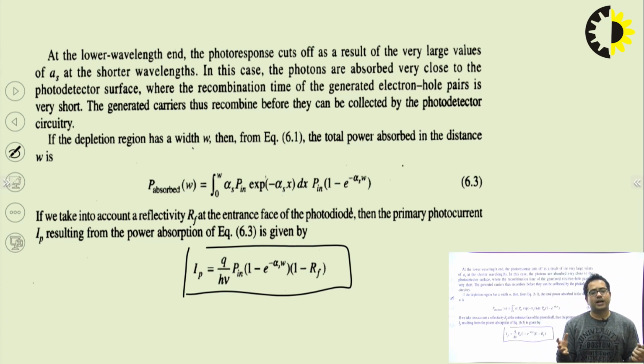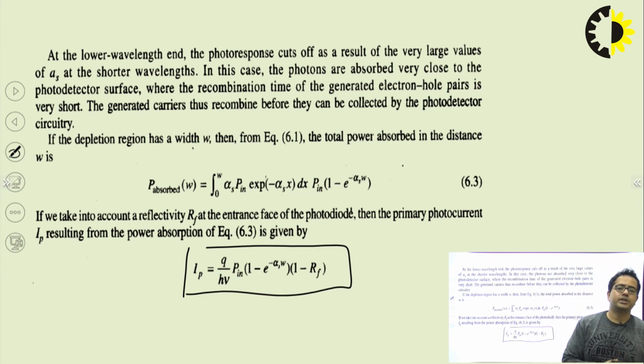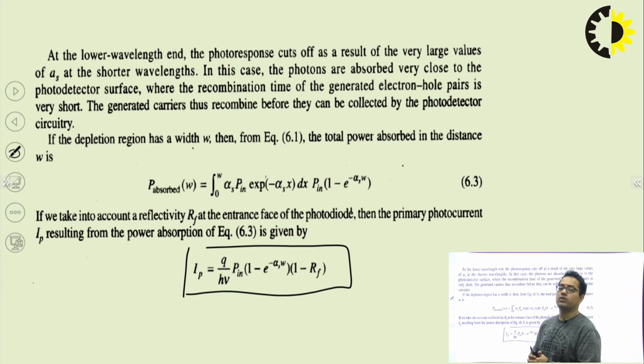So with the reverse bias, the depletion width also increases, right? And if the depletion width increases, the photons incident on the depletion layer are going to increase the number of electron hole pairs.